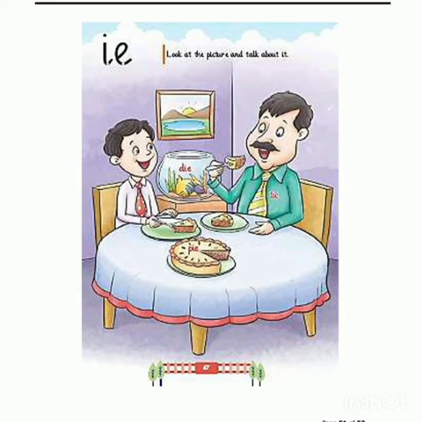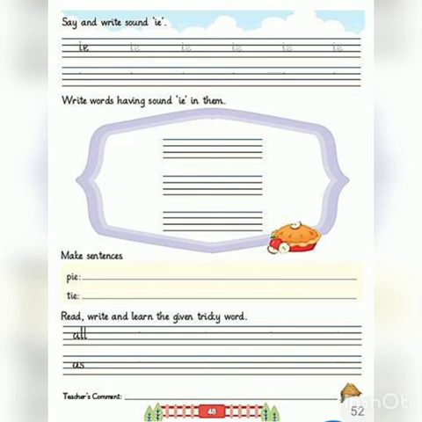Look at the fish tank. The fish died. Die. Next, tie. Tie. And look at the pie. Move to our exercise. Open page number 48.